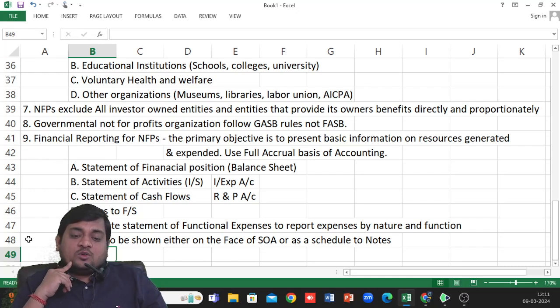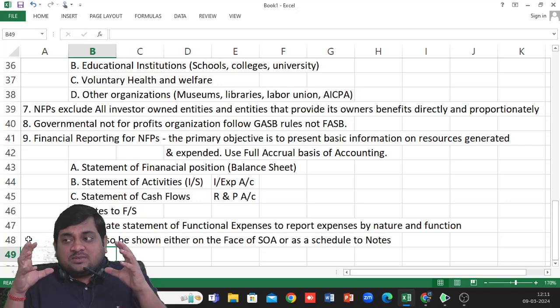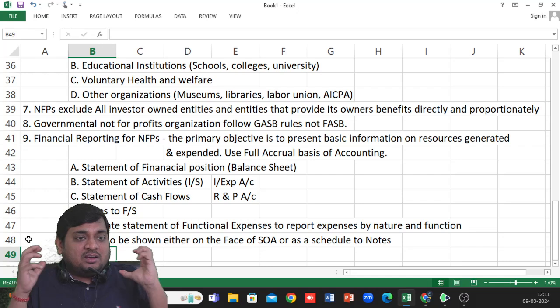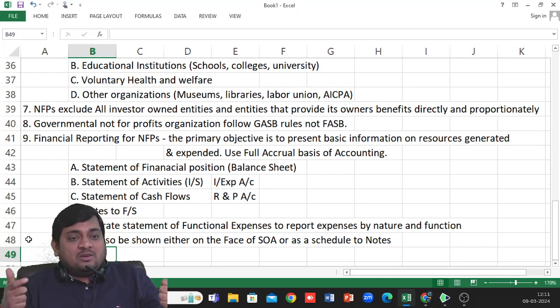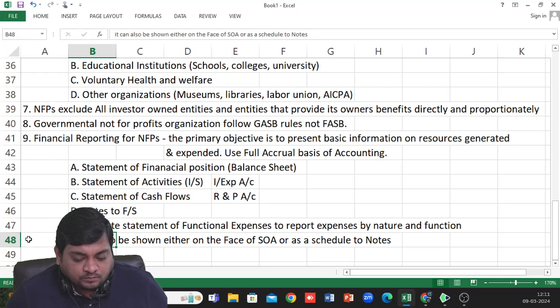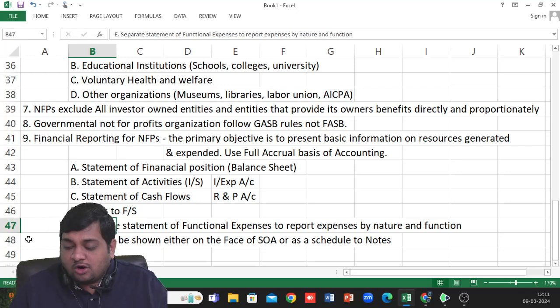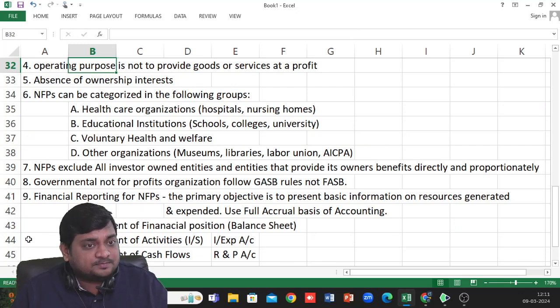Clear? So I have made it very clear that it is not-for-profit, not creation of profit for the shareholders, right? There is one purpose for which these organizations are created. So whatever money, whatever profit you generate, you have to use it for that particular purpose, right? So I guess this is absolutely fine with all of you. There should not be any doubts related to this.